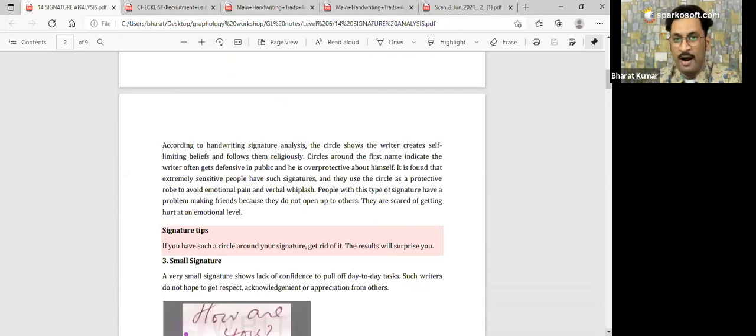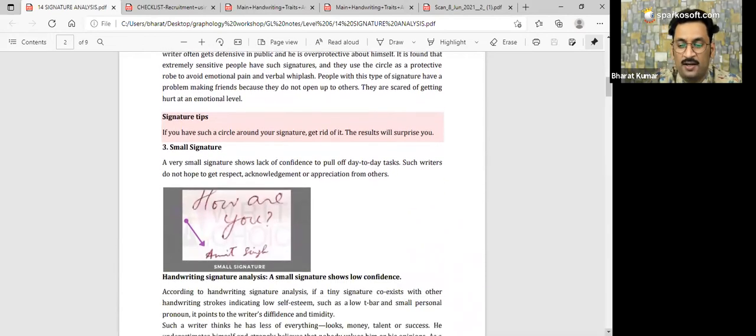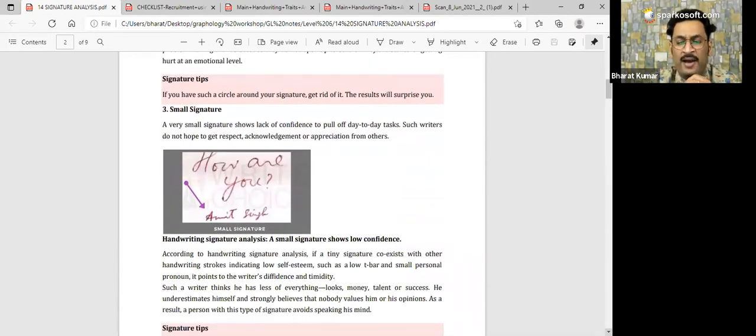So now you have to refine your signature just now. Yes, Arundhati, very low confidence. If someone is giving a very small signature, yeah, hiding the true self. If someone has a very small signature, very small alphabets, this is not a good trait.